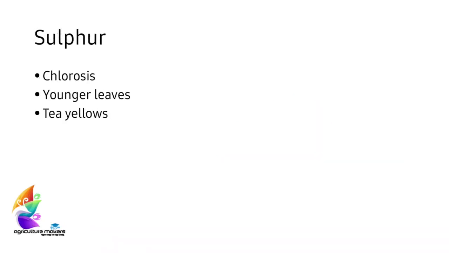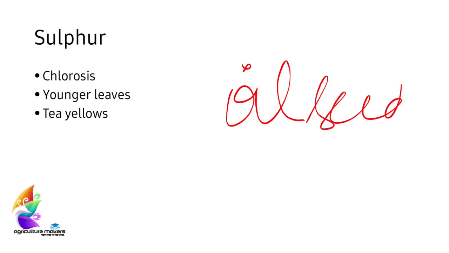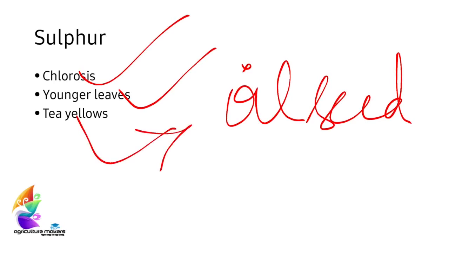Coming to the next, it is sulfur. We all know that it is an essential constituent of the amino acids cysteine and methionine, and it is essential for oil seeds for enhanced oil production. The deficiency of sulfur causes chlorosis in younger leaves. Remember, chlorosis in older leaves is due to the deficiency of nitrogen. Likewise, chlorosis in younger leaves is due to the deficiency of sulfur. And added to this, tea yellows, that is yellowing in tea, is caused by sulfur deficiency.